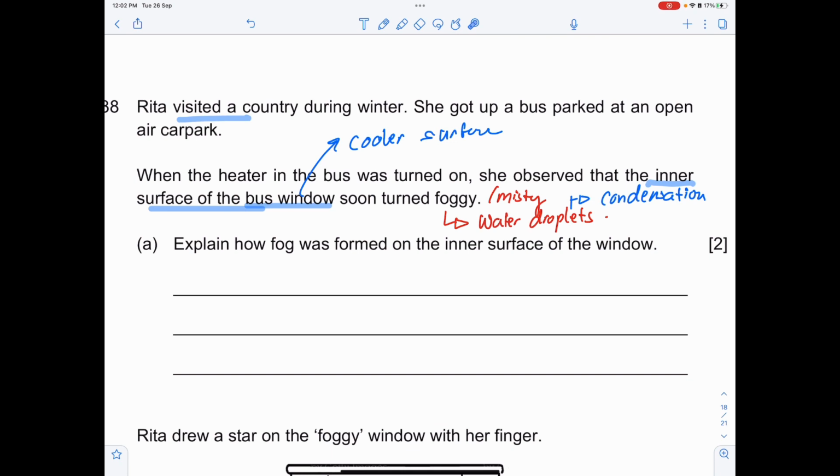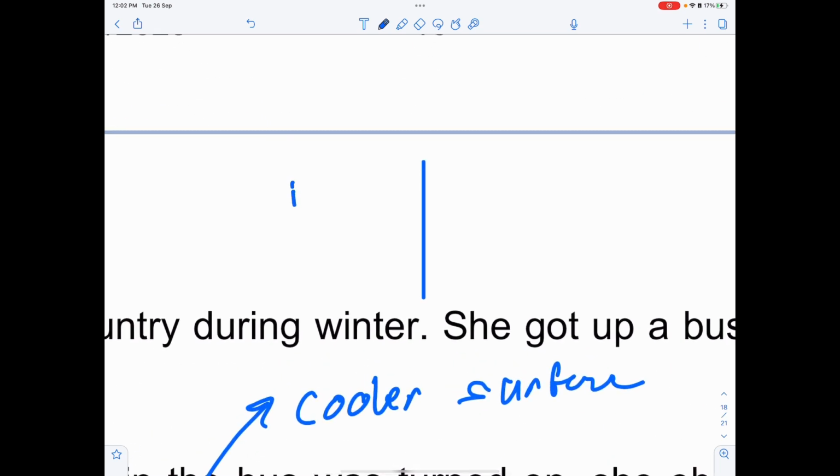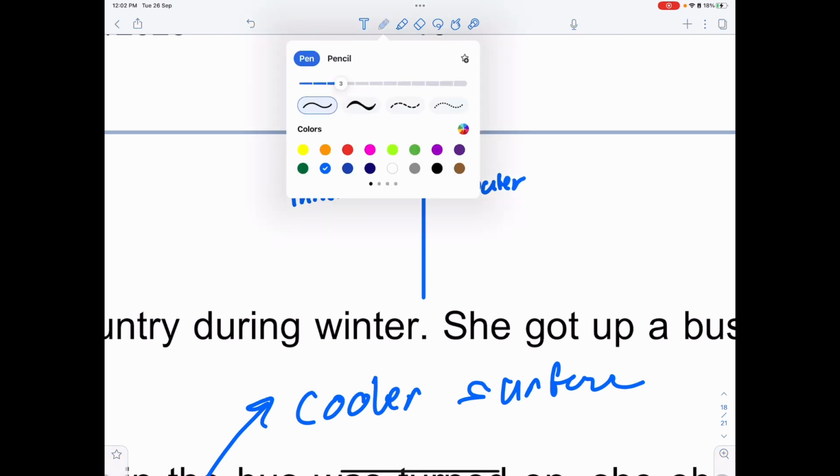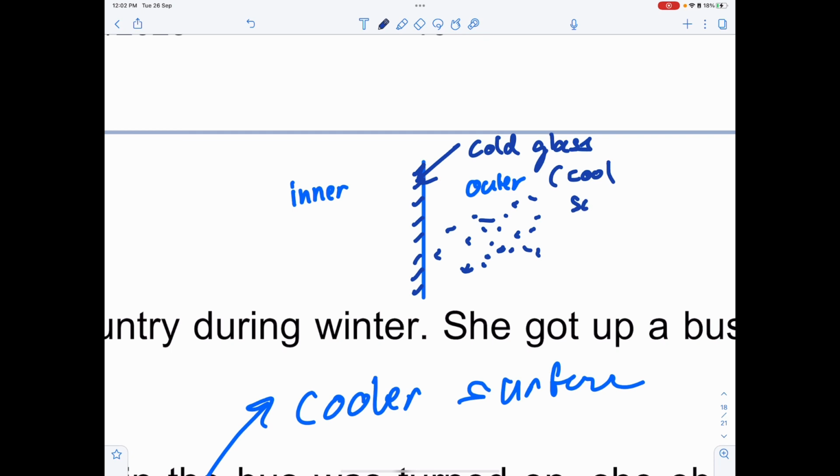So what happened in this case is that, I'm going to draw a line to divide it. This is the inner and this is the outer part of the bus. Outside is actually very cold. Remember, it's winter time. Everything is very, very cold. So it causes your glass to lose heat to the outside and become really, really cold. Now it provides a cool surface for your warmer water vapor.